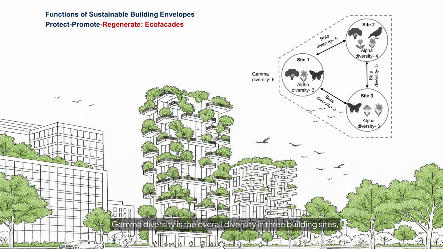Gamma diversity is the overall diversity in 3 building sites, counting all species observed across multiple sites. These metrics can be used not just for evaluating ecological values, but also for designing and managing biofacades to support varied ecosystems and the overall network of biofacades toward broader urban biodiversity goals.